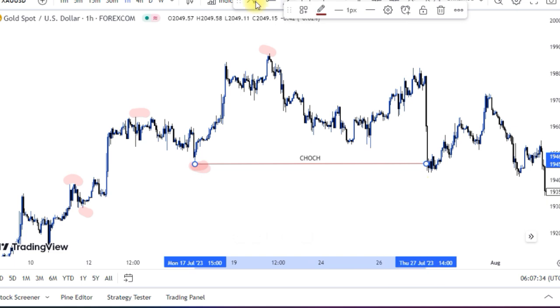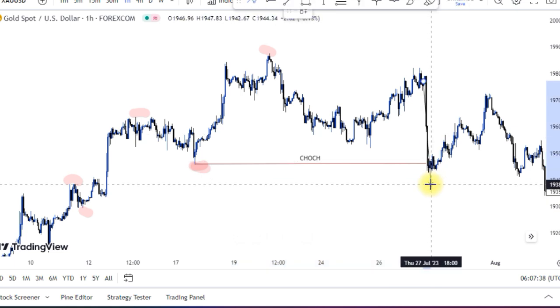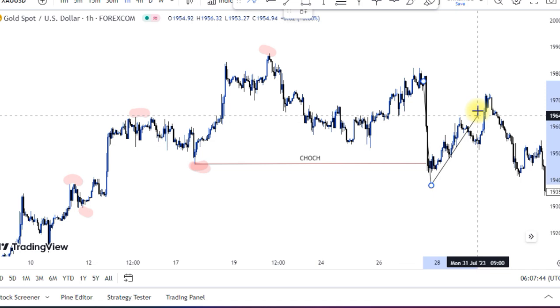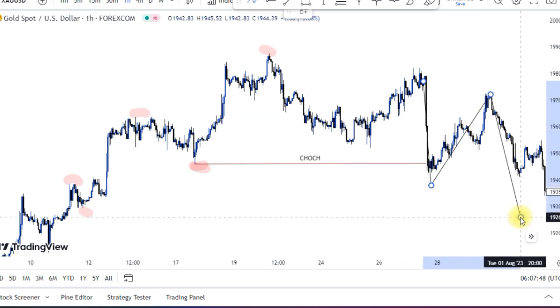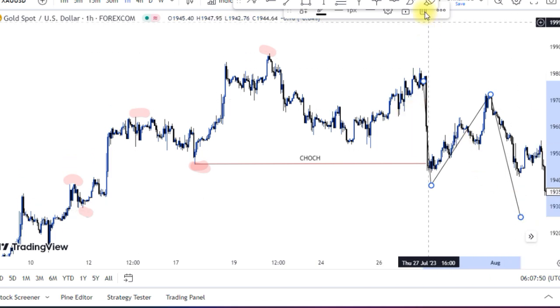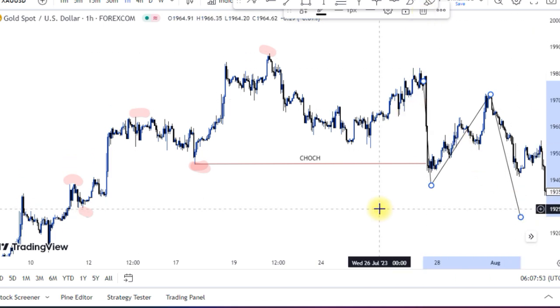And then what happens after a change of character, guys, just like we discussed, the market will create a change of character, break a high or a low, and then push into a significant zone, and then start pushing to the downside or to the upside, depending on the direction.